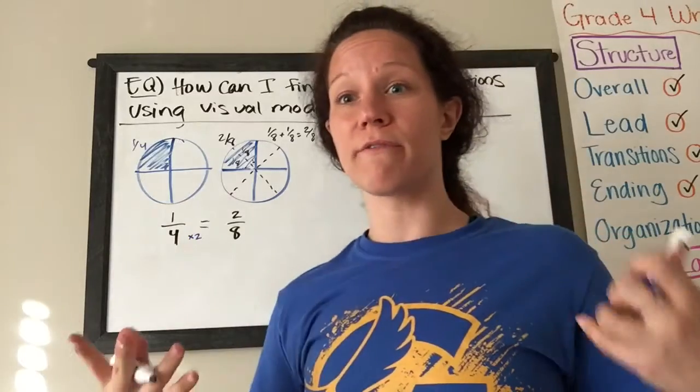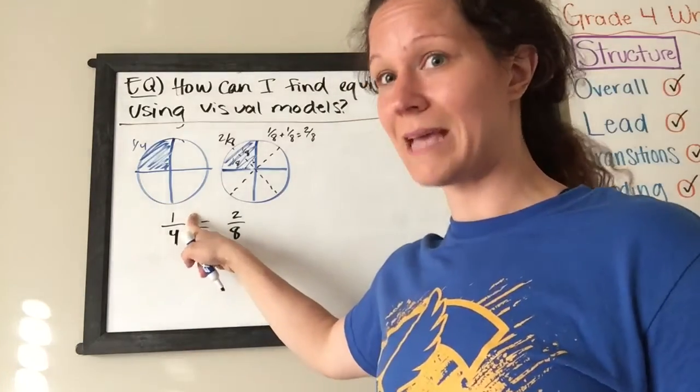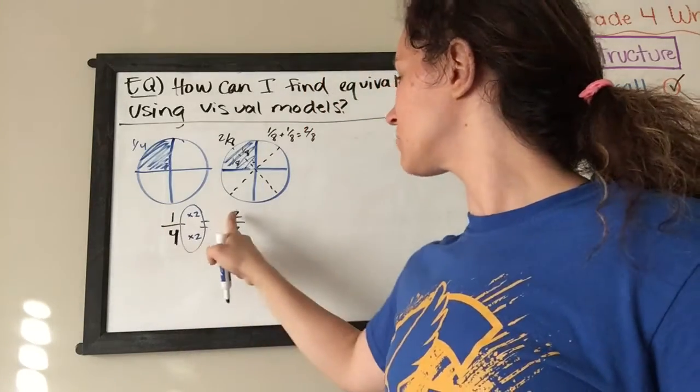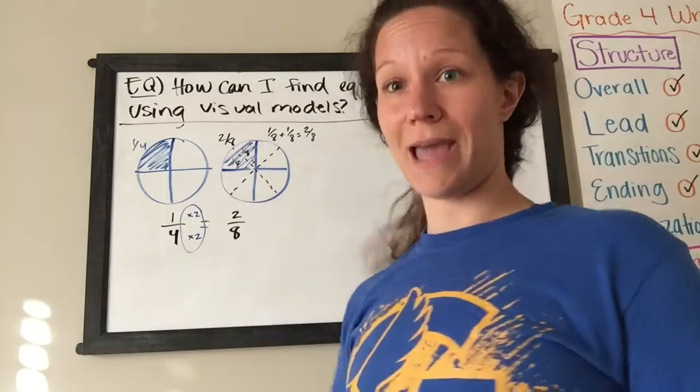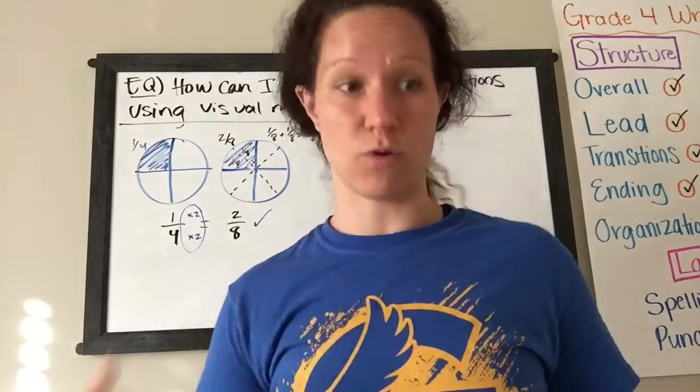But when I'm finding equivalent fractions, I have to multiply the denominator and the numerator by the same thing. So I'm going to take my numerator and also multiply by 2. 1 times 2 is 2. 4 times 2 is 8. Therefore, we can see that 1/4 and 2/8 are, in fact, equivalent.